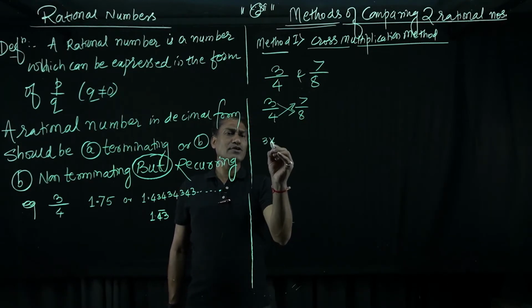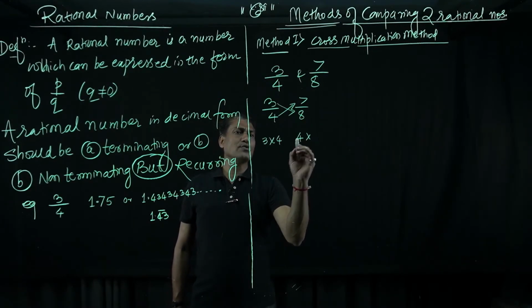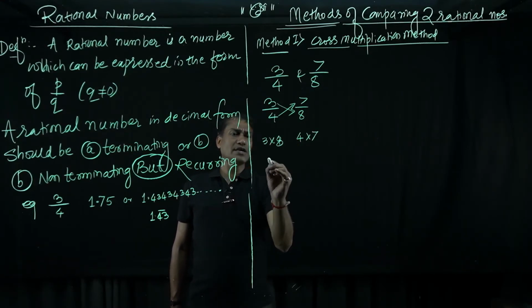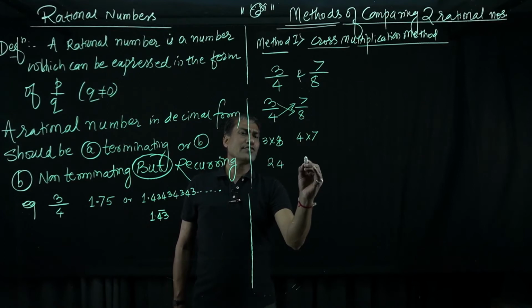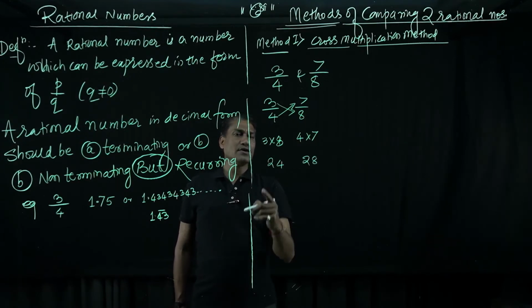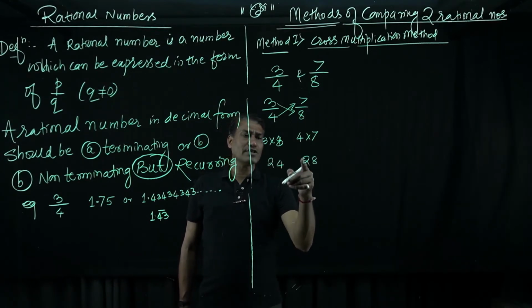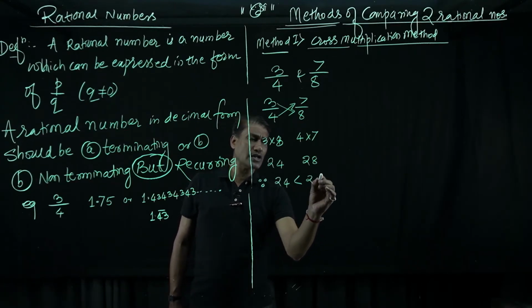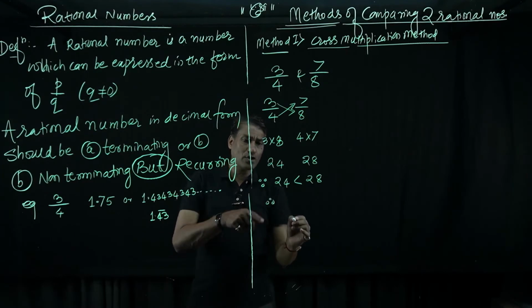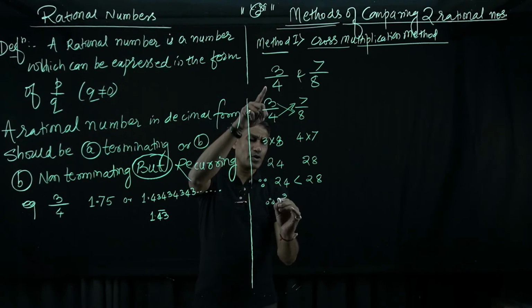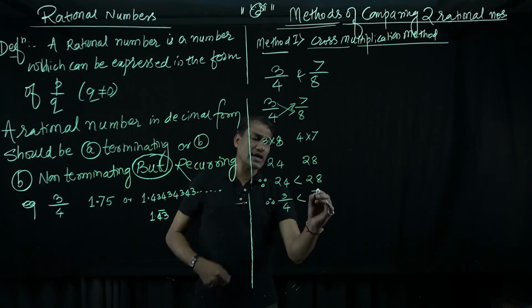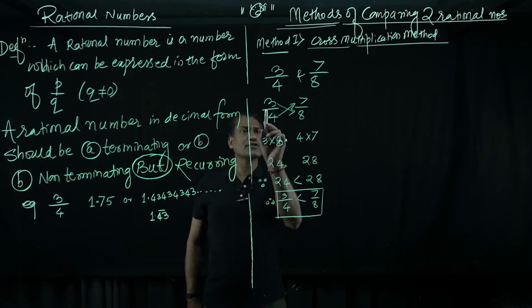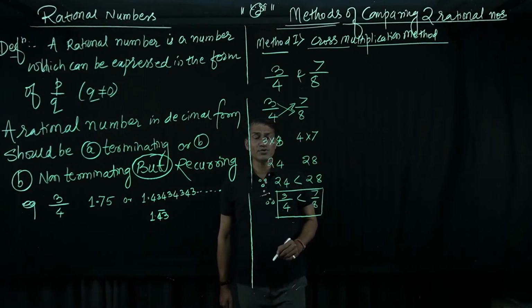So, I will write 3 into 8 and 4 into 7. 3 8s are 24, 4 7s are 28. Since 24 is smaller than 28, therefore 3 upon 4 is smaller than 7 upon 8. So, this is the cross multiplication which we should do.